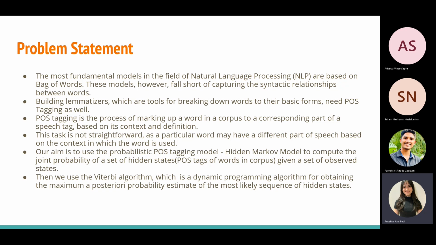So, our aim here is to build a probabilistic POS tagging model, such as the hidden Markov model, to compute the joint probability of a set of hidden states, which are the POS tags in our case, given a set of observed states. And then we'll be using the Viterbi algorithm, which is basically the dynamic programming part of the project, for obtaining the maximum posterior probability estimate of the most likely sequence of hidden states.